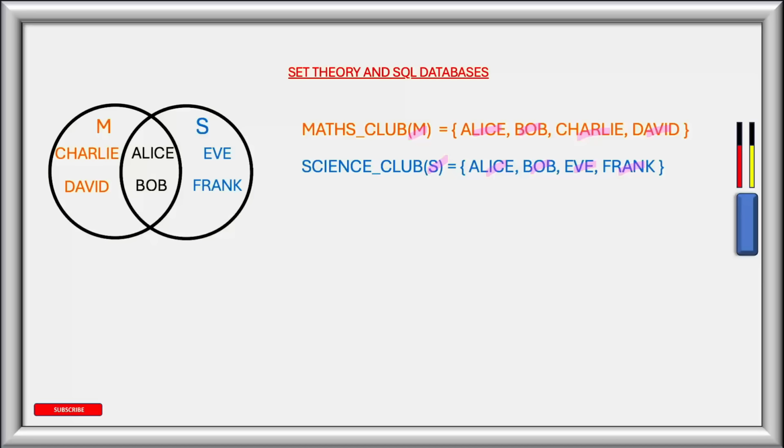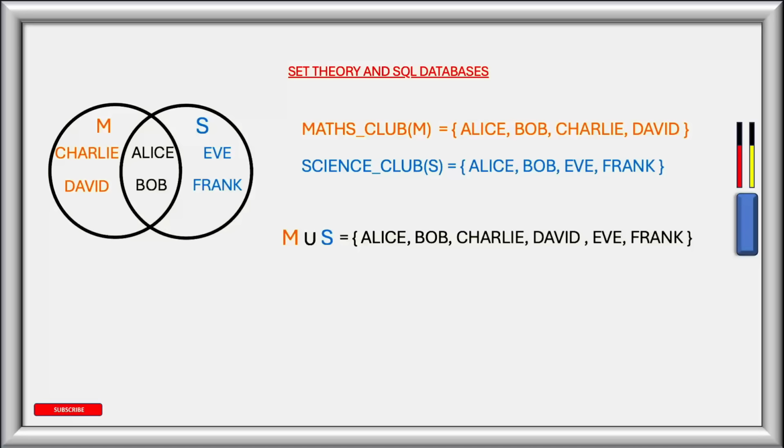In set theory, if we want the union of the maths and science clubs, so set M union set S, we list everyone. So we have Alice, Bob, Charlie, David, Eve, and Frank. Note here that we don't use Alice and Bob twice, even though they are in both sets. But as we'll see in the SQL demo, databases give us a choice on how to handle these duplicates. Now let's go over to the Oracle SQL interface and look at the code.